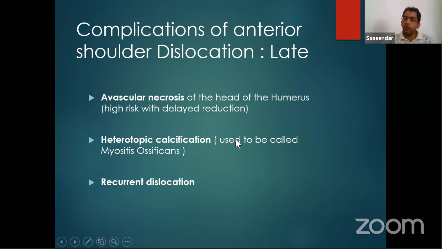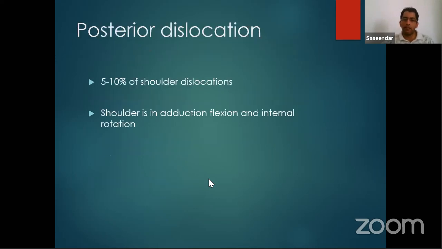You can also have a smaller risk of avascular necrosis or heterotopic calcification, especially in the presence of a head injury. And the most common complication is a recurrent shoulder dislocation. Then you have that posterior dislocation. It constitutes only 5 to 10% of dislocations. It happens when the arm is adducted, flexed and internally rotated. Again, it can be caused by either an indirect force or a direct force.